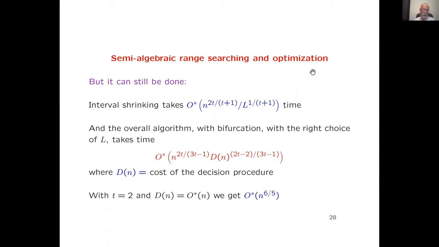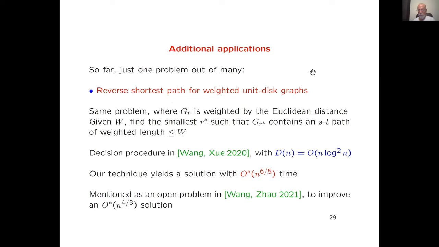Now, as I suspected, or was afraid, the time is not very friendly. So I will tell you about the other applications and hope when Danny stops me. So for example, we can apply it to the reverse shortest path problem for weighted unit distance.